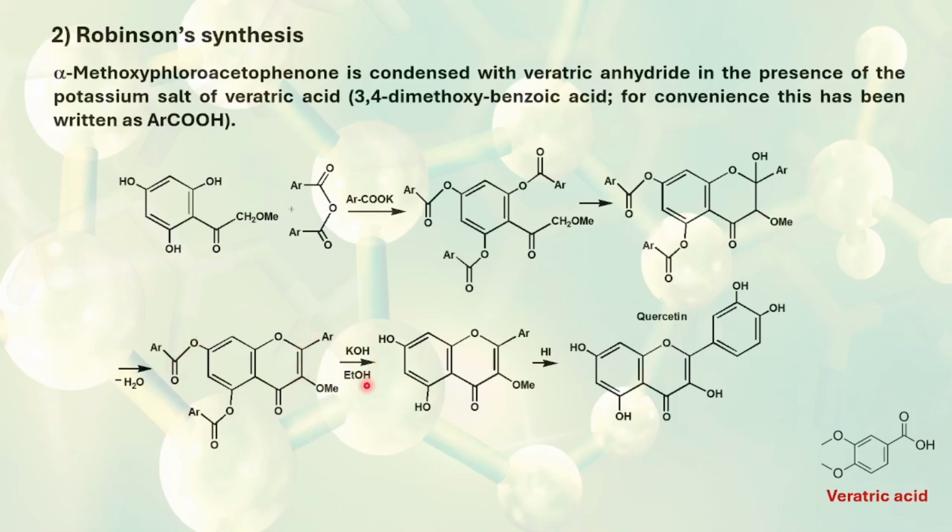On the treatment with base, there is a removal of the substituted benzoyl group to form a polyhydroxy compound, and after that there is a treatment with hydrogen iodide. We will get ultimately a hydroxyl group at the 3 position. So overall, with 5 hydroxyls at the different positions, we will get the ultimate molecule, quercetin.